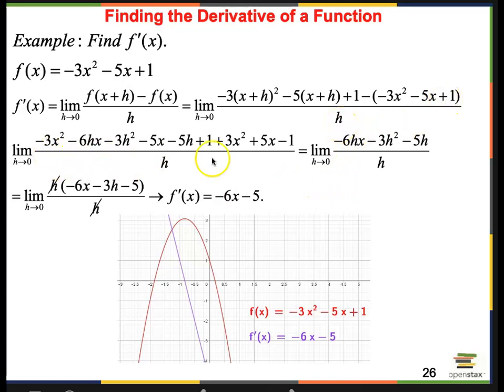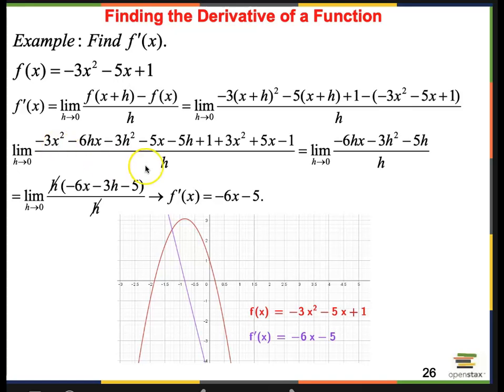Then we're going to simplify by multiplying everything out. So we're going to multiply this binomial, distribute the 3, distribute the 5. There's negative 5x minus 5h plus, and then a negative of negative 3x squared gives us a positive 5x minus 1. And what's nice here, a lot cancels. This 5x and negative 5x cancels out.